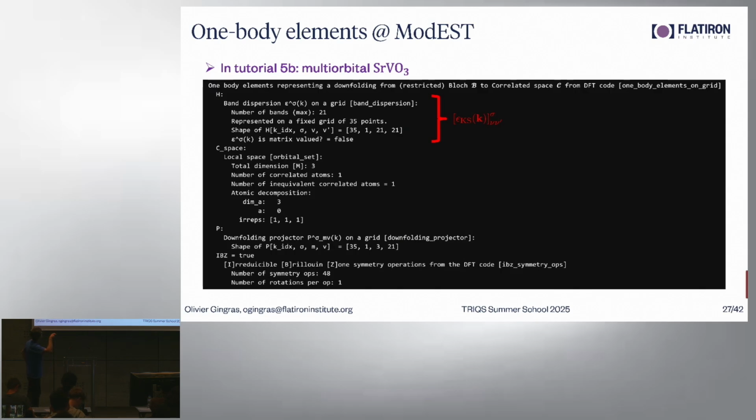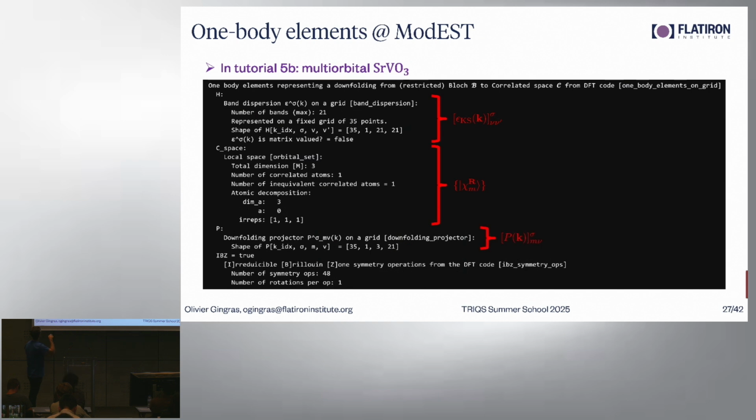Okay, so the Hamiltonian is here in the band basis. Then I have the definition of my orbital space. So I want to know what I'm dealing with. Here it says that my correlated space is of dimension 3. There's one correlated atom, which is the only one, so there's one inequivalent atom, and it has 3 orbitals, which are decomposed into 3 irreps. So that's my basis.